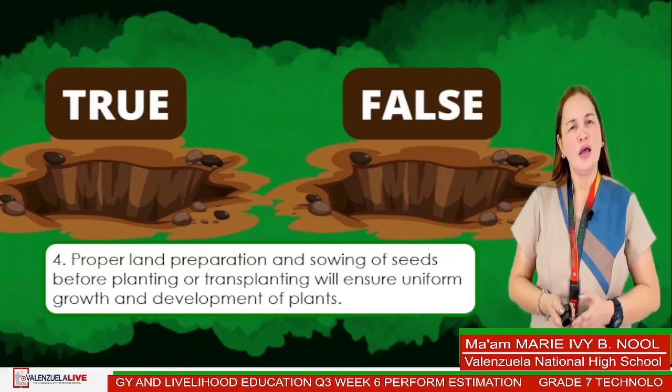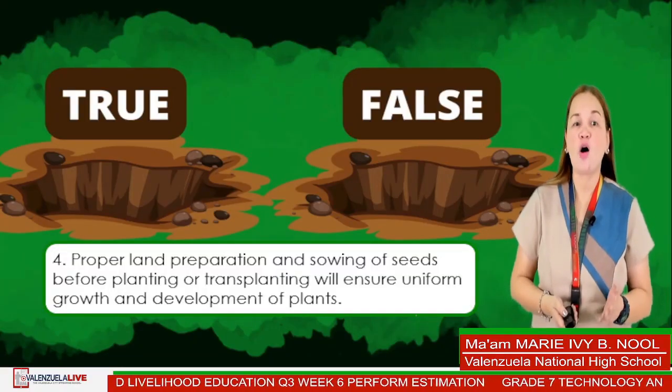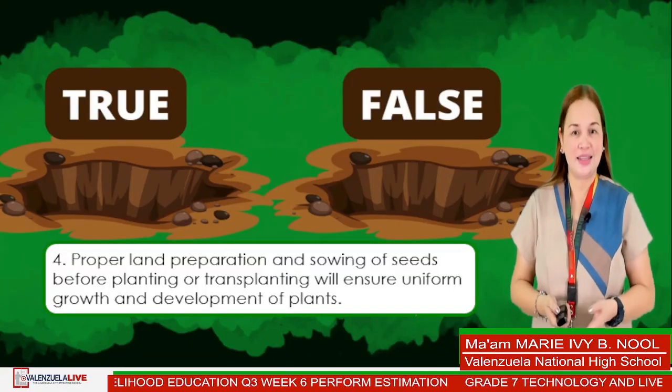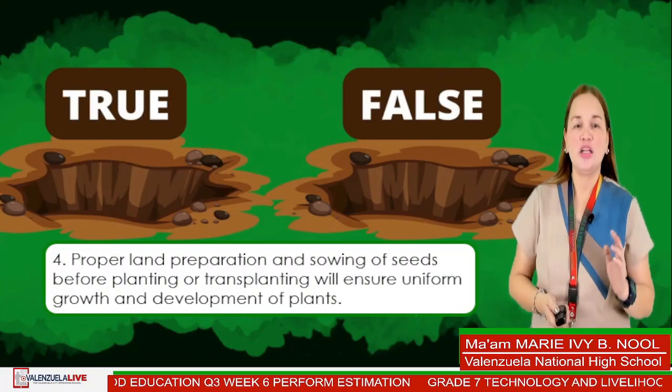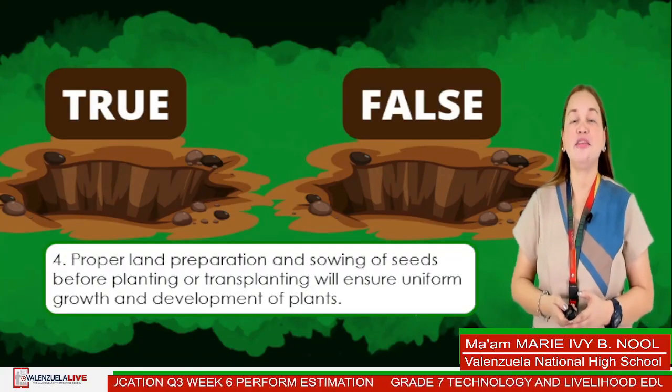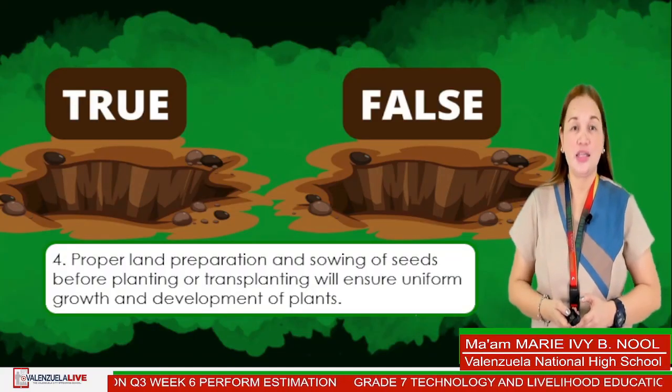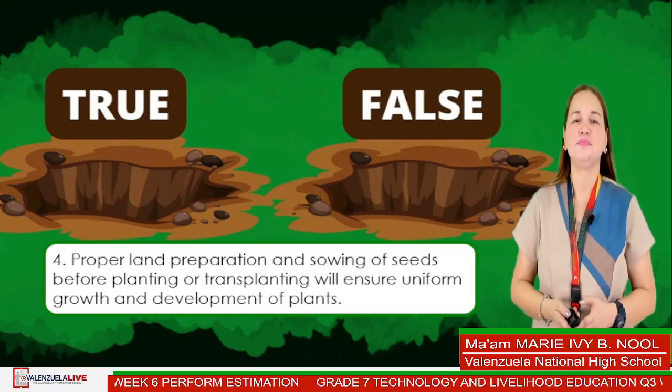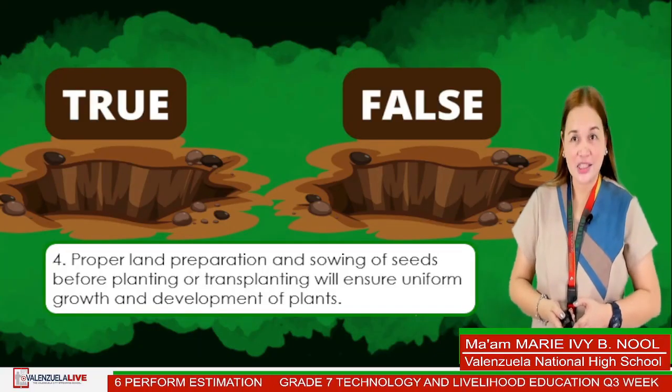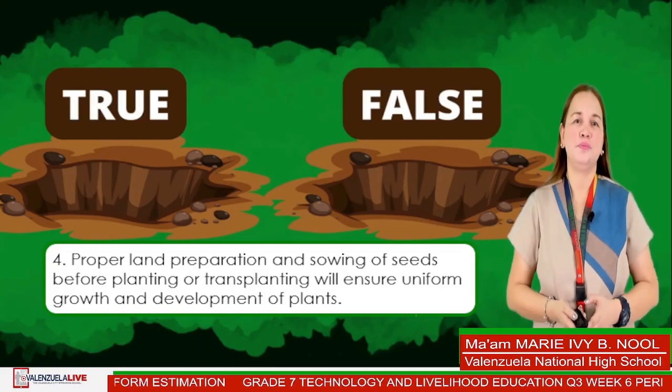Number 4. Proper land preparation and sowing of seeds before planting or transplanting will ensure uniform growth and development of plants. Is it true or false? The answer is true.